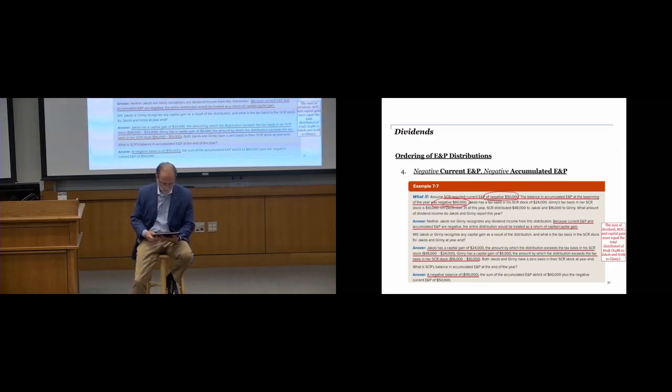Ginny has a capital gain of 6,000. That is the amount by which the distribution exceeds the tax basis in her SCR stock, that is 15,000 less 10,000. Both Jacob and Ginny have a 0 basis in their SCR stock at the end, and that's for all purposes. I don't have any more basis, I just took it away.